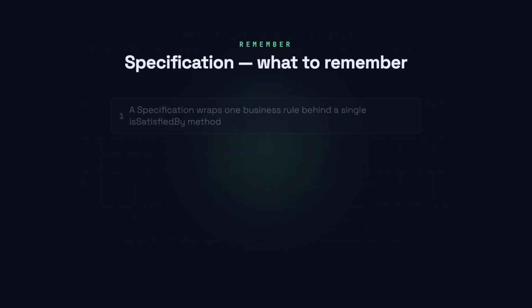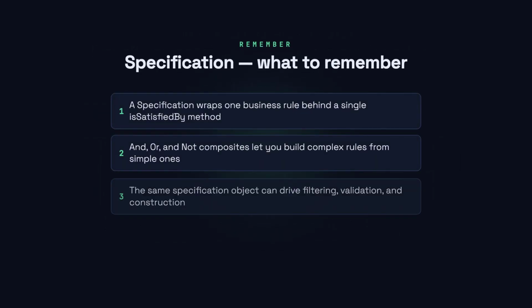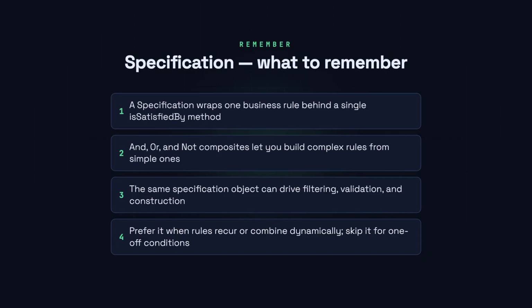To summarize, the specification pattern lifts business rules out of entities and services and turns them into first-class objects with a single evaluation method. You compose those objects with and, or, and not to express complex logic without nested conditionals. Because every specification shares the same interface, you can reuse one rule object everywhere it applies. Reserve it for domains where rules are genuinely reusable and combinable. And for simpler needs, a plain function is still the right tool.